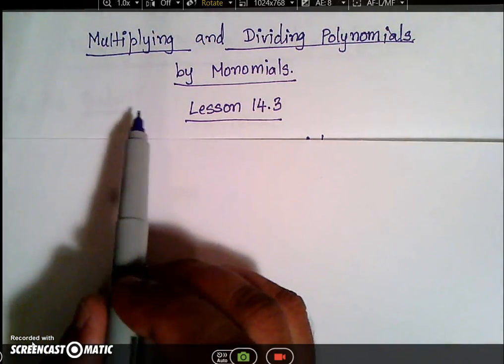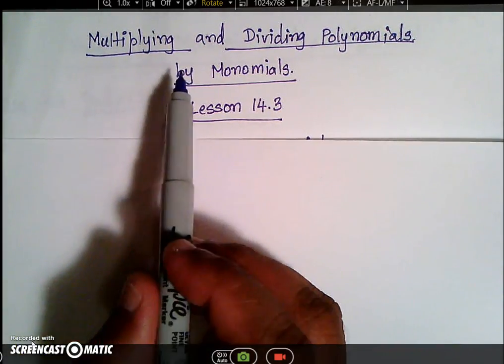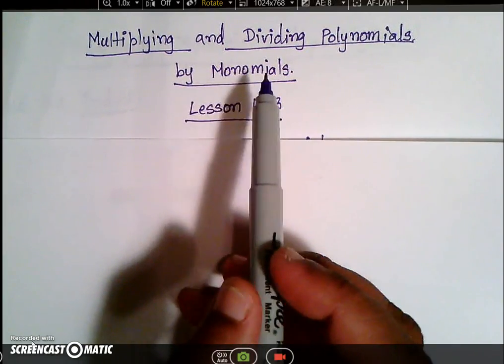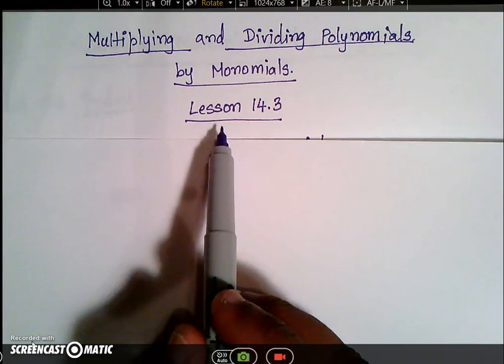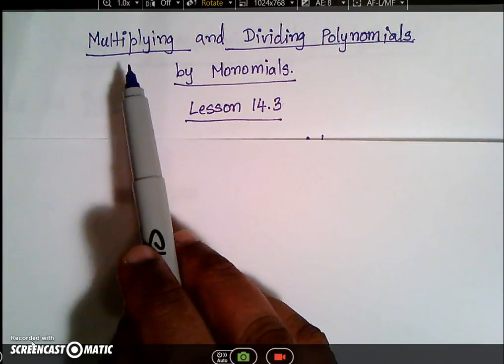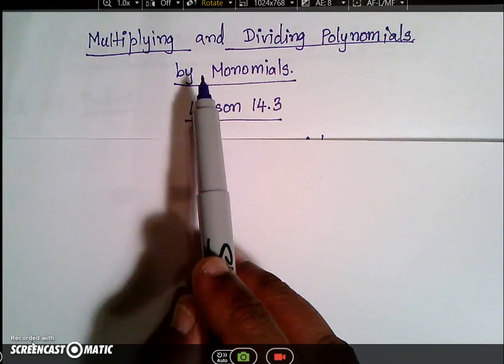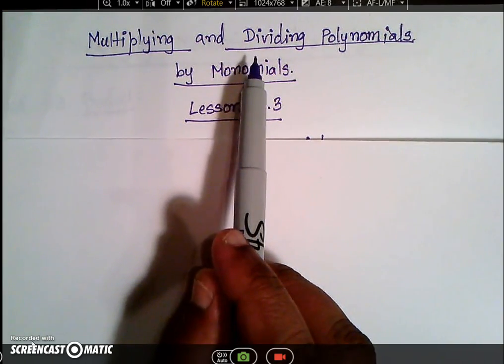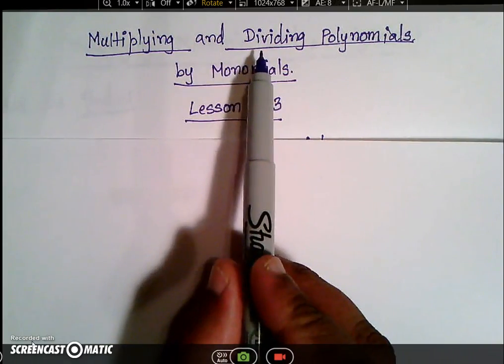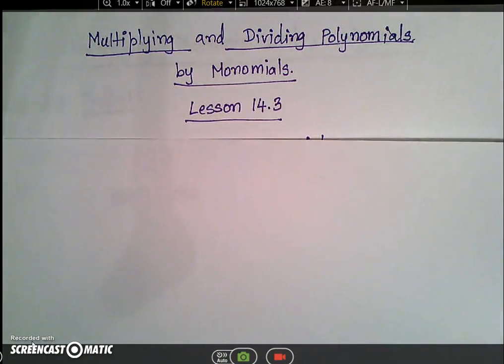Good evening. Today we are going to be learning about multiplying and dividing polynomials by monomials. This is lesson 14.3. In 14.3 the book is totally devoting itself to multiplying polynomials by monomials. I have added the dividing part because that's also included in your EOC. So we need to be learning that concept too. So multiplying and dividing polynomials by monomials.